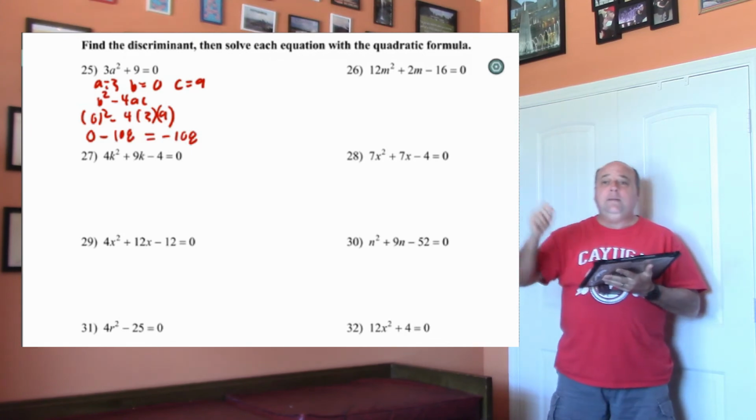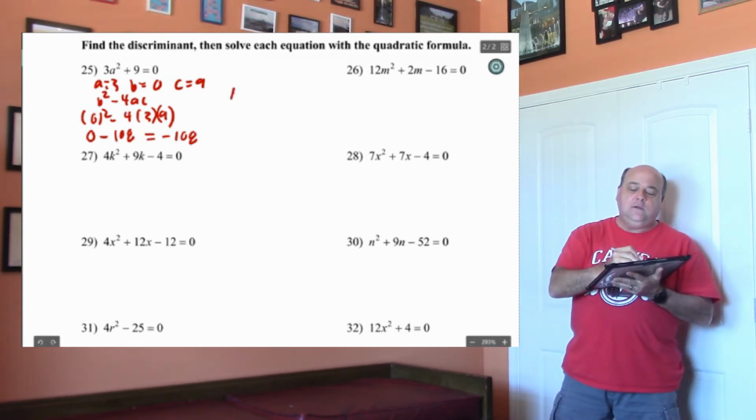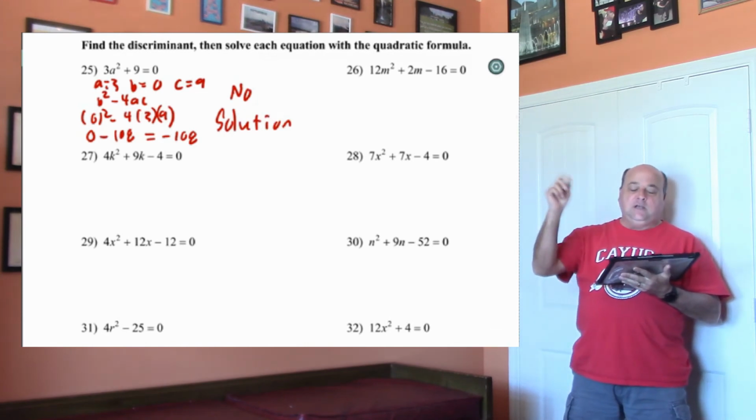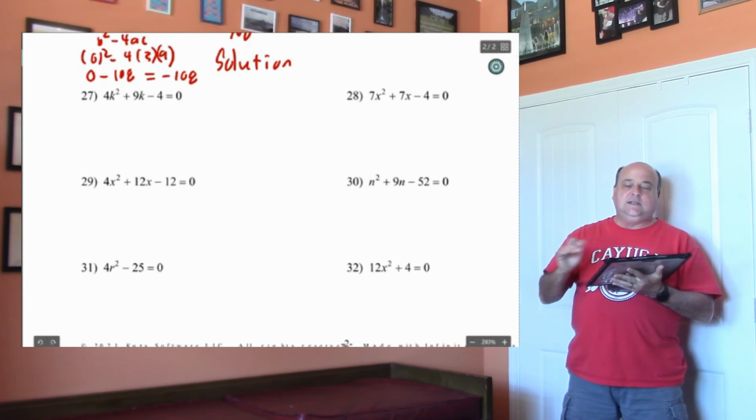Now then, the discriminant is negative, isn't it? If the discriminant is negative, there is no solution. Okay? There's no solution to this, is it? Because the discriminant's negative, I stop. Okay? Let's go to number 27.